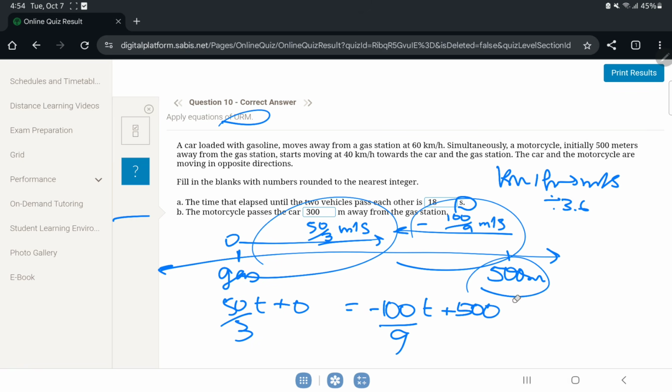We took it to be like this. Okay, so 50 t over 3. So now we find t. Plug it into the calculator, as I said, and you will get t is equal to 18.